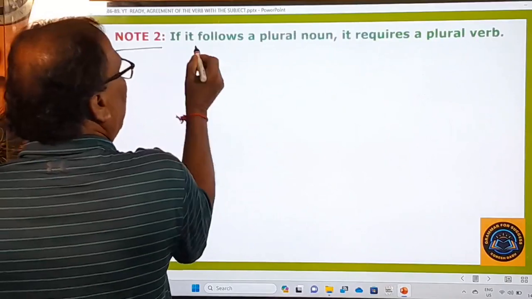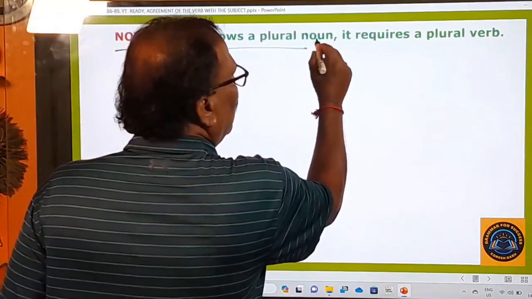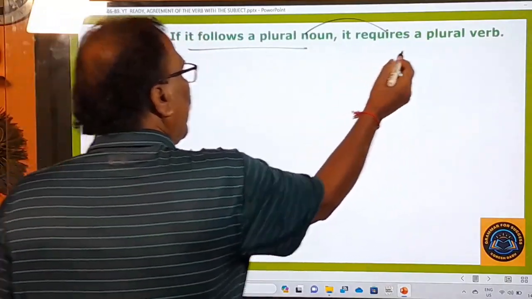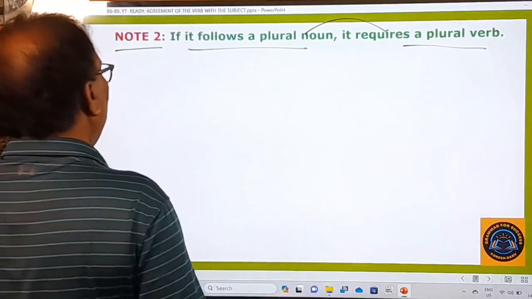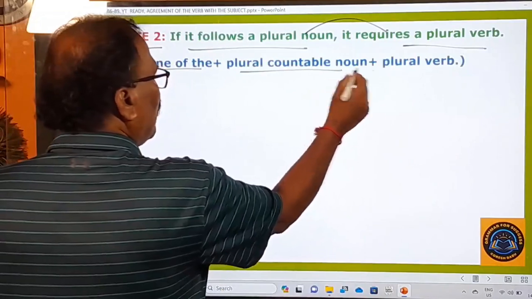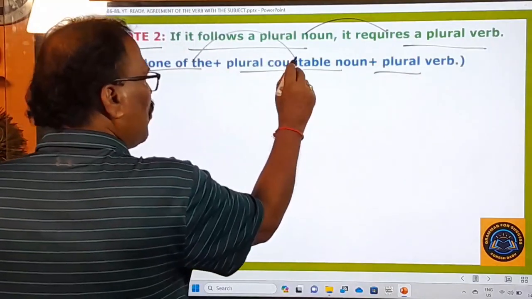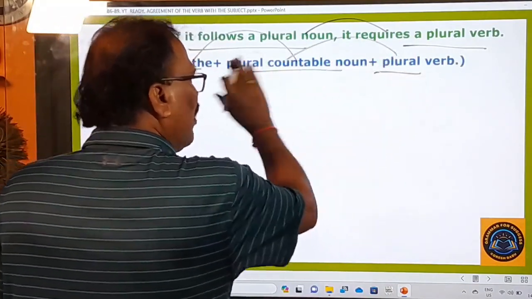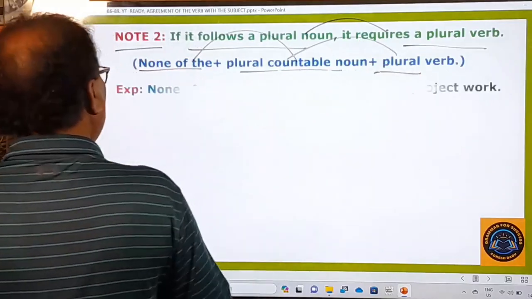Note 2: if it follows a plural noun, it requires a plural verb. Let us see how. None of the plus plural countable noun plus plural verb. This is the pattern. Let us see some examples.